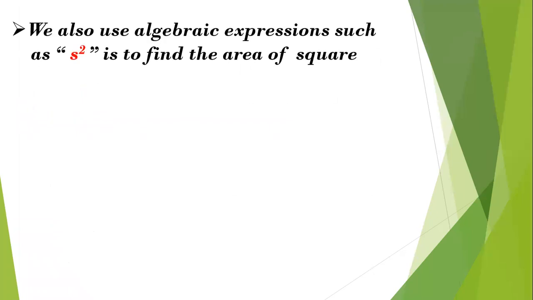We also use algebraic expressions such as s square to find the area of the square. In the previous slides, we saw the number of plants is x square, and the cost of tomatoes purchased by the persons is 15x, 15y, 15z. Here also we are observing an algebraic expression such as s square. What is s square? It is the area of the square. That means side into side, we get the area of the square. So s square is one term.